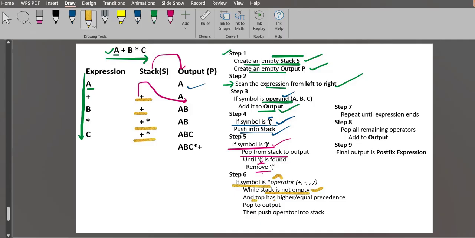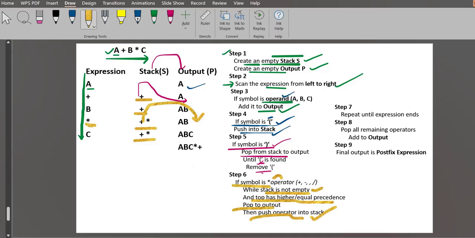ठीक है, so top has higher, मतलब आपको चेक करना है top has higher and maybe equal precedence, then we have to pop to the output. अगर हमें हाईएस्ट प्रेसिडेंस वाला मिल गया, या इक्वल टू वाला मिल गया, तो हमें पॉप करते रहना है. मीन्स हमें यहाँ से रीड करके कहाँ जाना है? यहाँ आउटपुट में स्टोर करते रहना है, वन बाय वन. ओके, then push the operator into the stack.